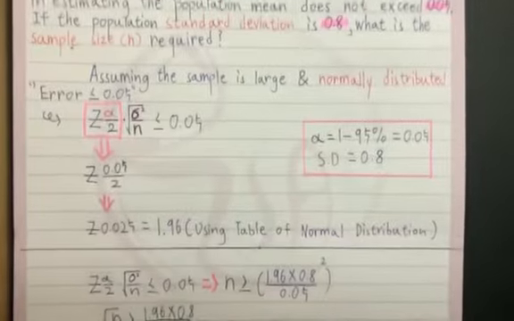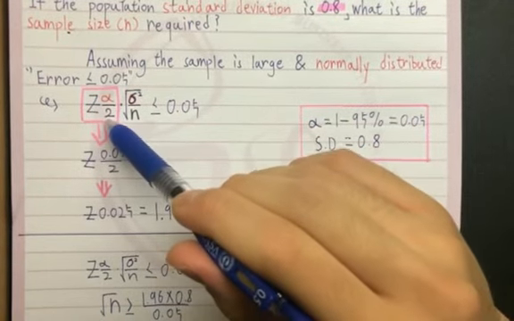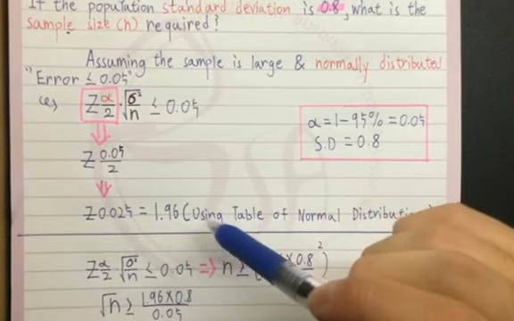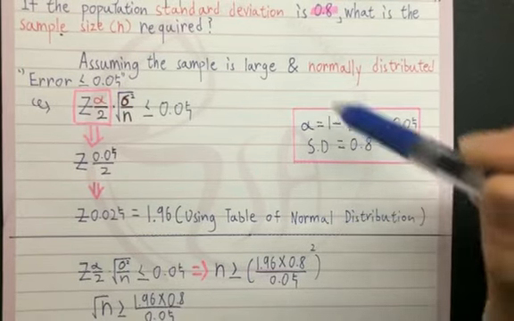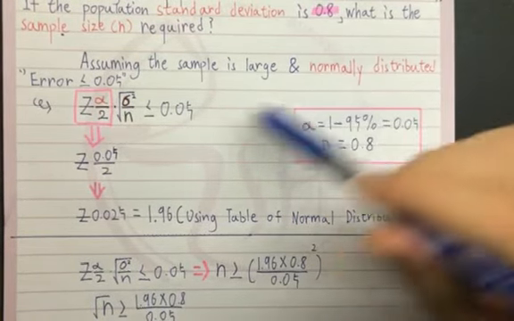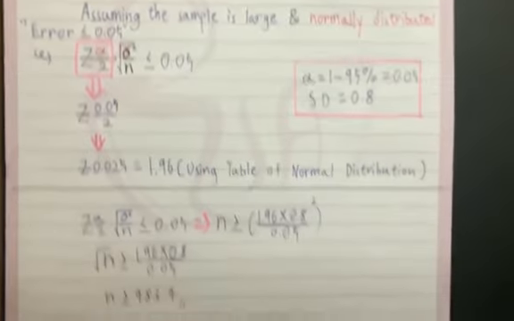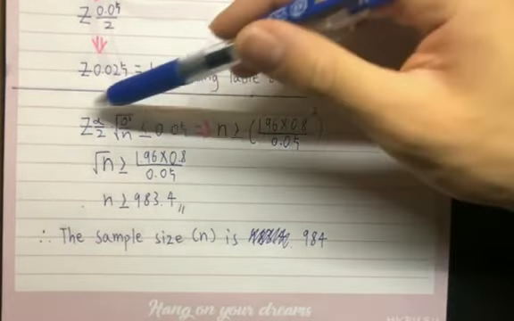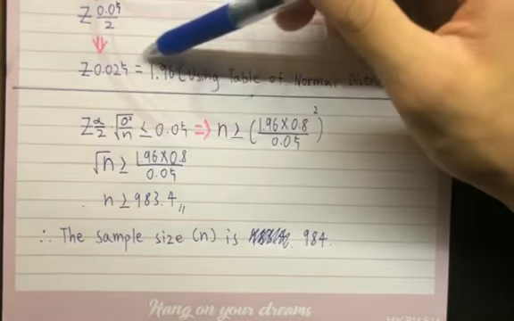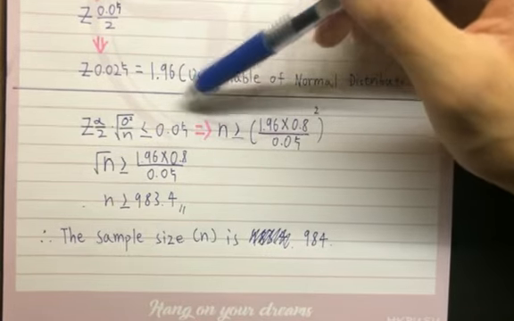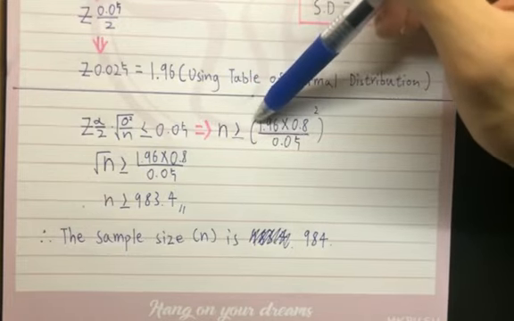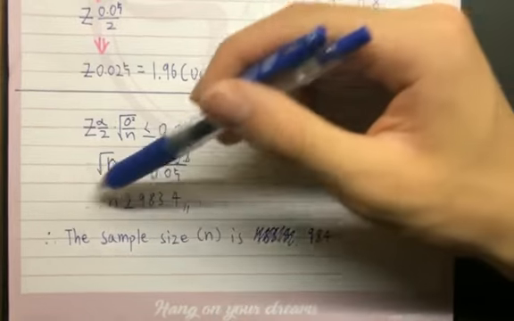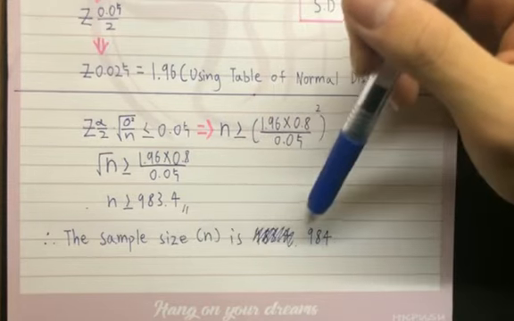And as we have found the alpha, therefore we can undo this part and set 0.025. And by using the table of normal distribution, as we have already assumed that it's normally distributed, we can get 1.96. And finally, as we have found all the unknown numbers except n, and have already undone this part as 1.96, therefore we can solve the equation like that. And finally, you can get n is bigger than or equal to 983.4, and therefore the sample size n is actually 984.